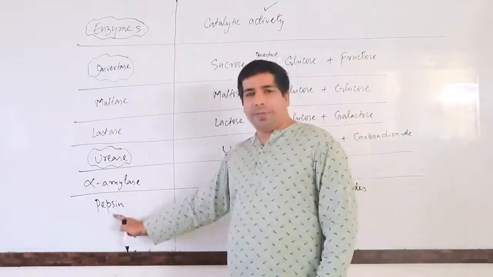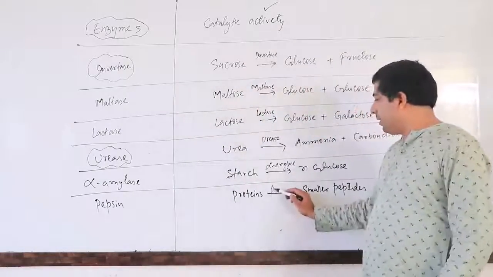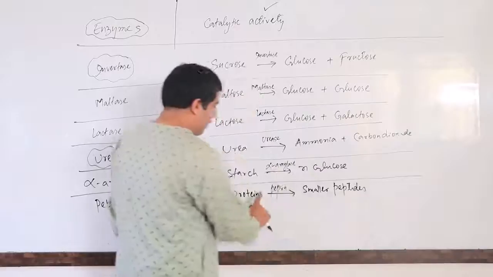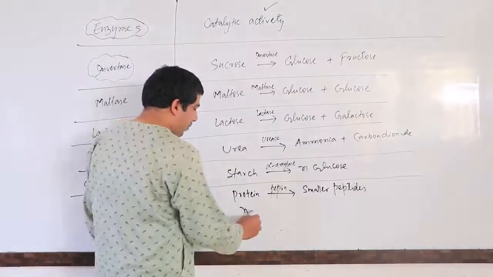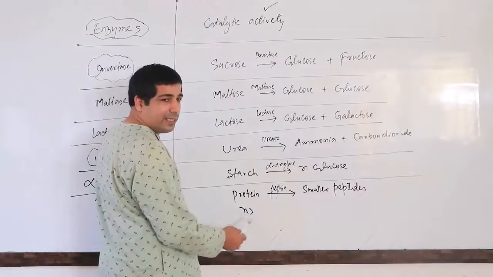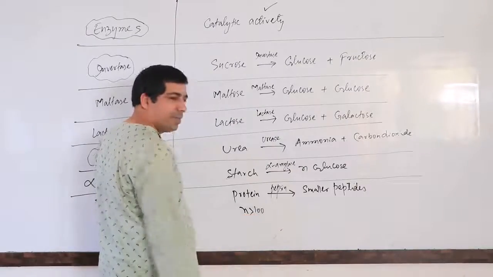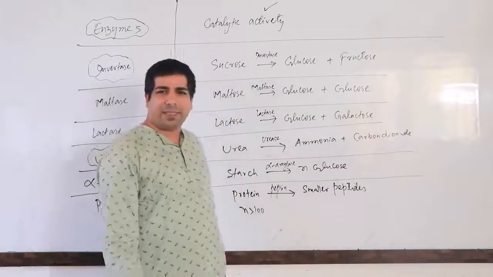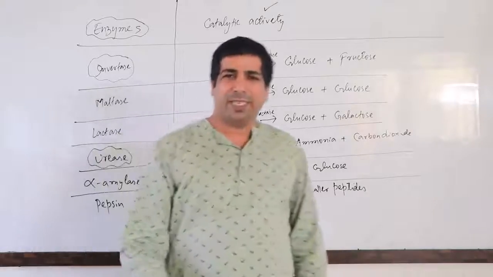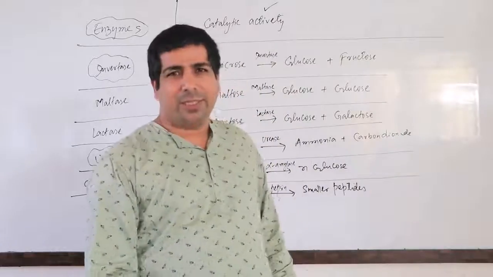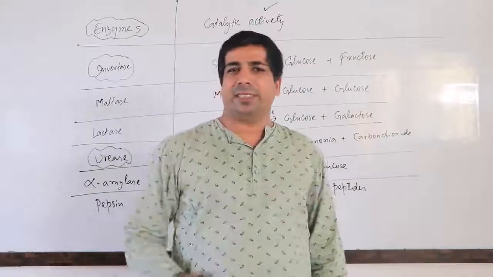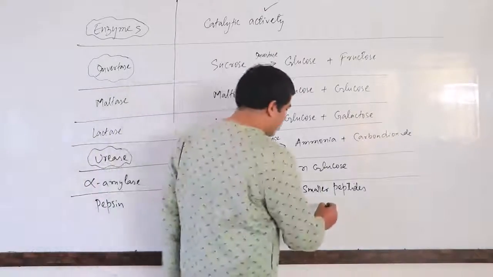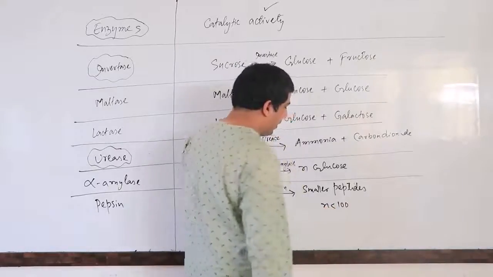Now if you look at this enzyme here, pepsin. Pepsin can basically convert your protein into smaller peptides. Protein, I told you, the N value in protein, where N stands for the number of amino acids, will be greater than 100. And here we are talking about smaller peptides. Smaller peptides can be dipeptides, tripeptides, or peptides containing 10, 15, 20, or 60 amino acids, but here the N value has to be less than 100 in the case of smaller peptides.